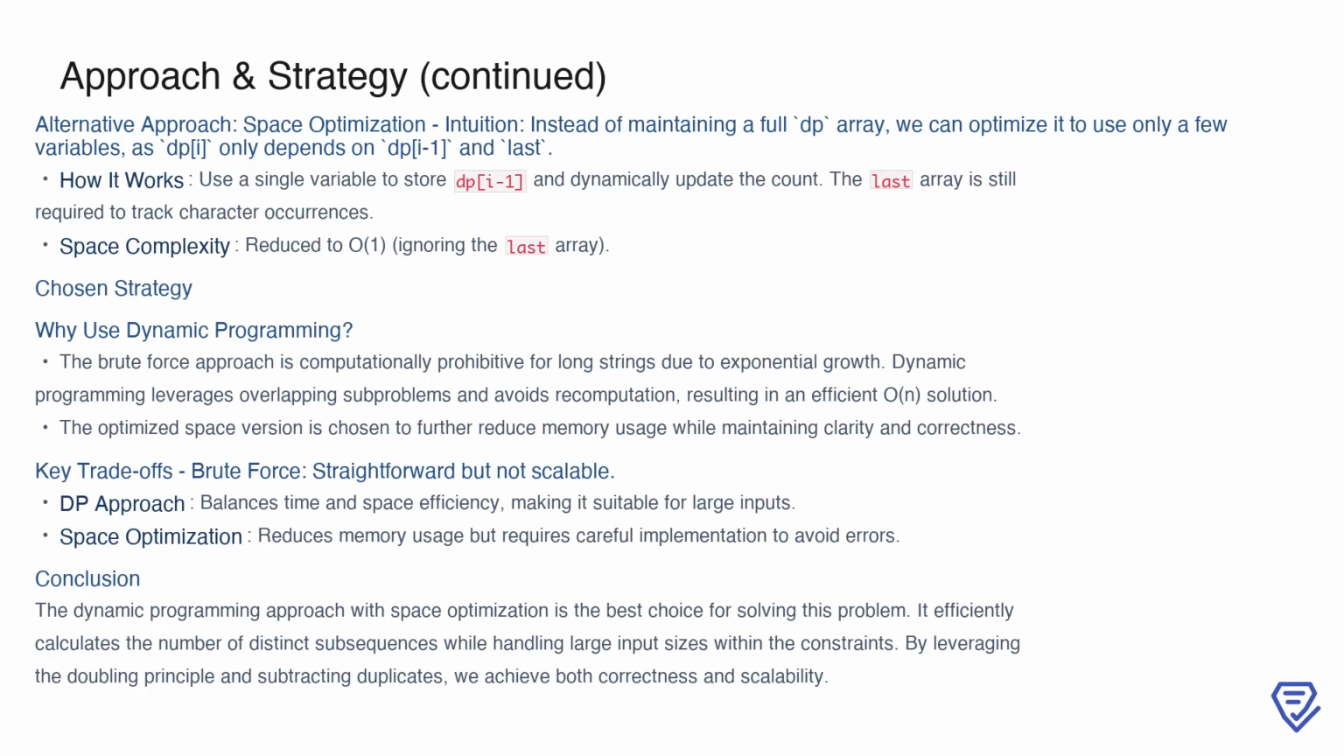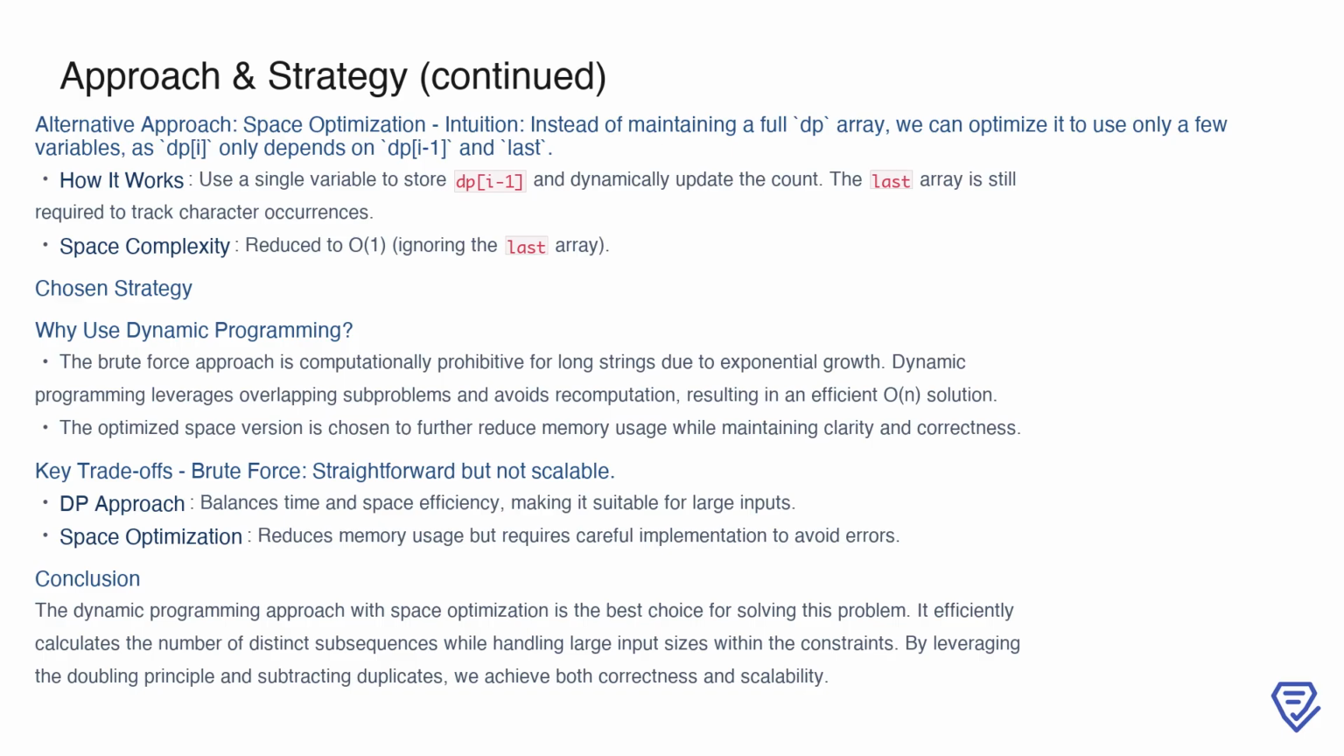The dynamic programming approach can be further optimized in terms of space usage. Instead of maintaining a full dp array, we can use just a few variables to track the necessary state. This is possible because each dp[i] only depends on dp[i-1] and the last array, which tracks the most recent occurrence of each character. By storing dp[i-1] in a single variable and updating it dynamically, we reduce the space complexity from O(n) to O(1), excluding the space required for the last array. This optimization makes the solution even more memory efficient while preserving its correctness.